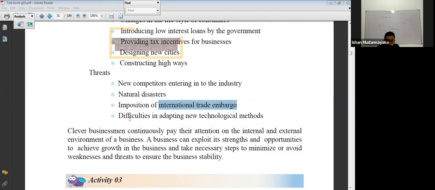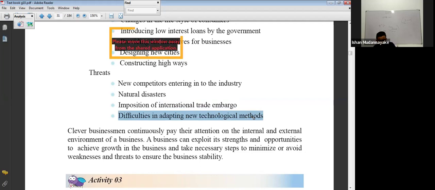Difficulties in adapting to new technological methods. This point we can consider as a weakness of the business. They have included that one, not the threat. If the business is unable to adapt to new technological methods, that is one of the weaknesses. They have recorded that one under threat, but sometimes we can consider this as a weakness in the business.